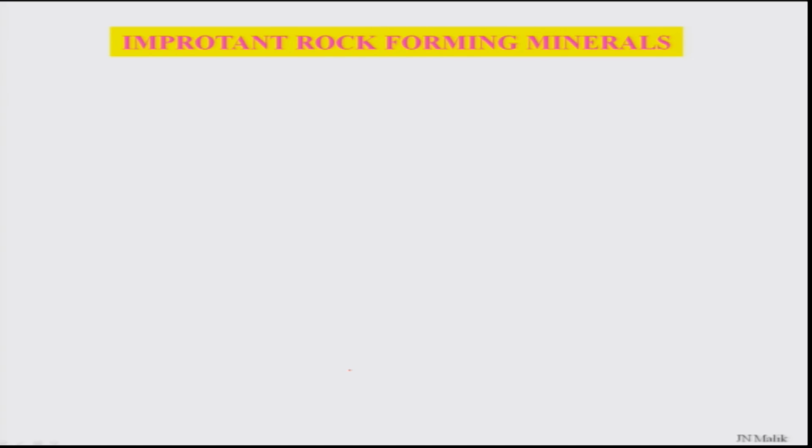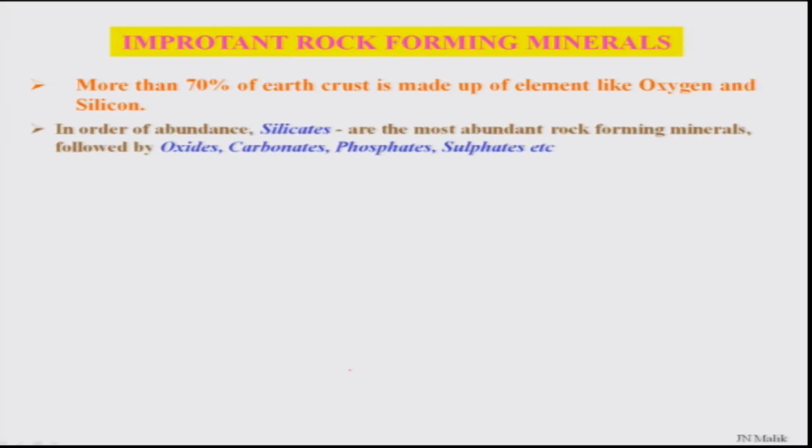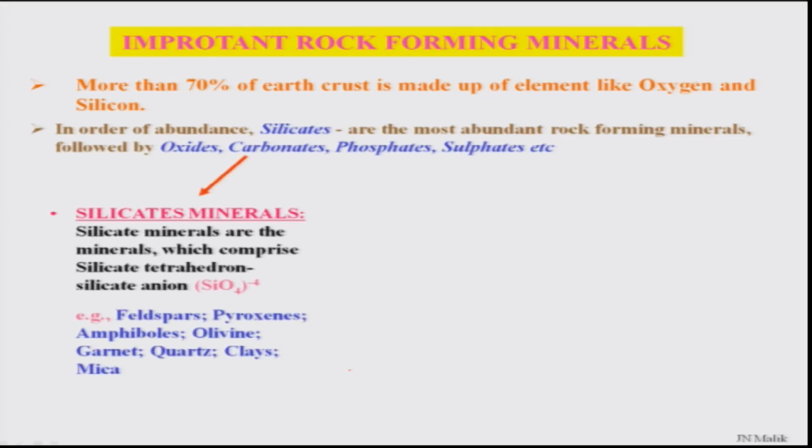Important rock forming minerals: more than 75% of the earth's crust is made up of elements like oxygen and silicon. In order of abundance, silicates are the most abundant rock forming minerals, followed by oxides, carbonates, phosphates and sulfates. Silicates are minerals which comprise the silicate tetrahedron or silicate anions, and commonly seen examples are feldspar, pyroxenes, amphibole, olivine, garnet, quartz, clay and mica.